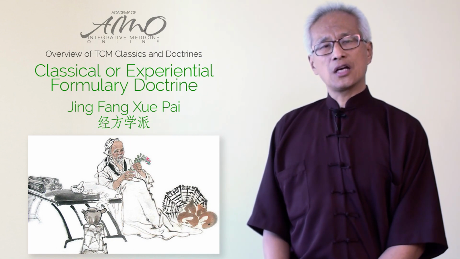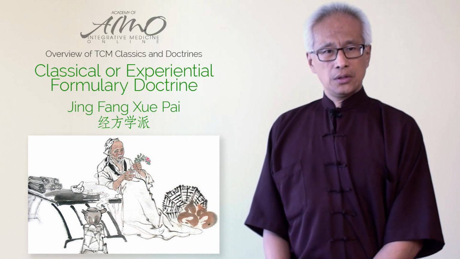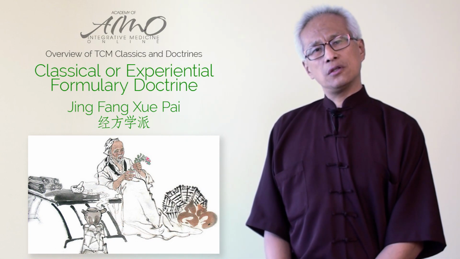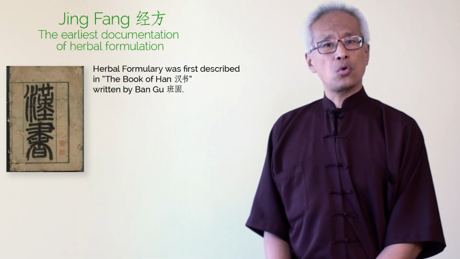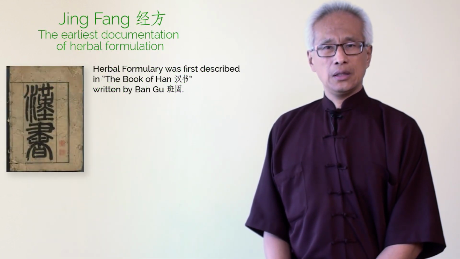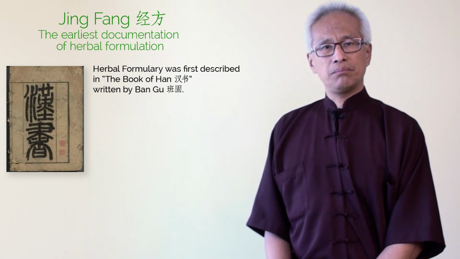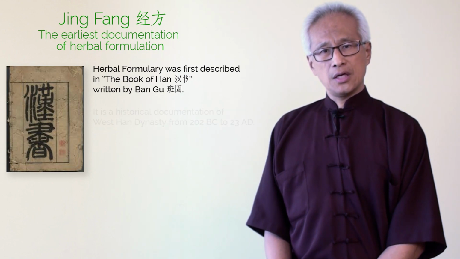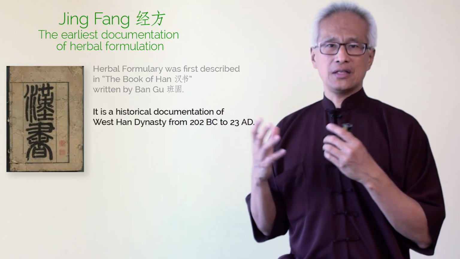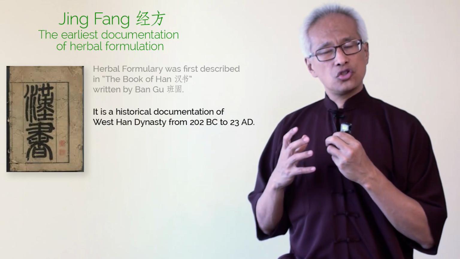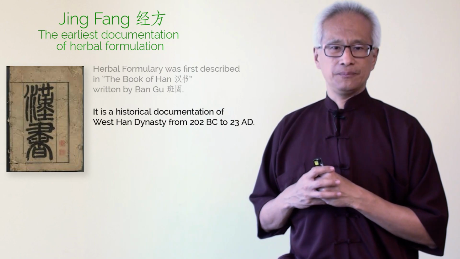The earliest documentation, and this is all about herbal medicine, the earliest documentation of the herbal formulations was first described in the Book of Han. The Book of Han is written by Ban Gu. It's a historical document of the West Han Dynasty from 202 BC to about 23 AD.